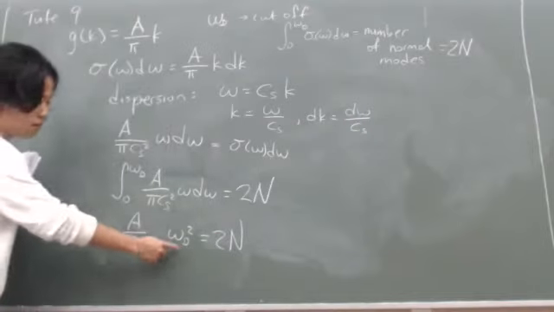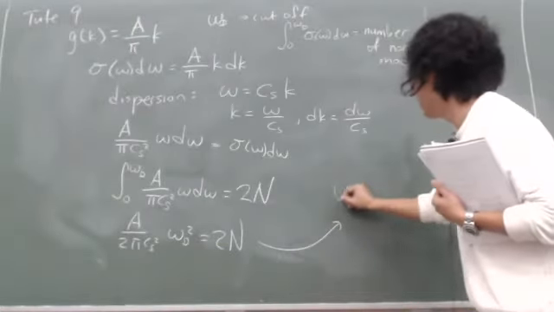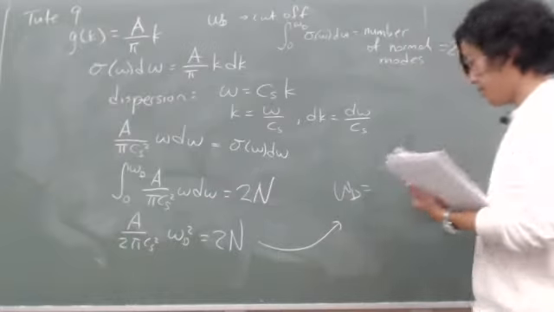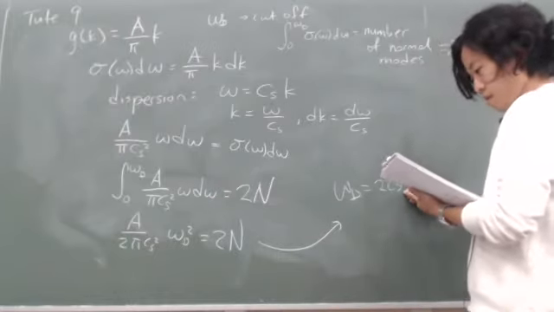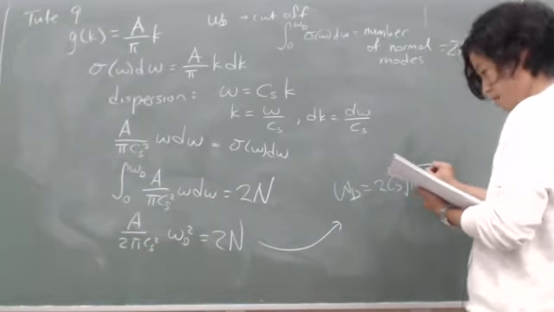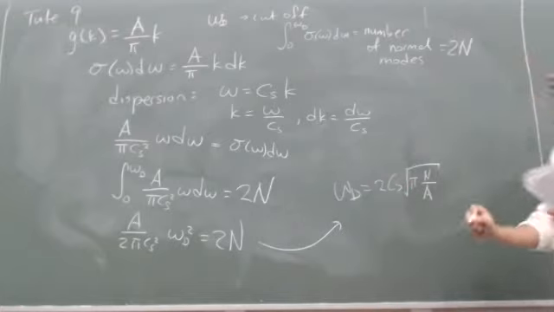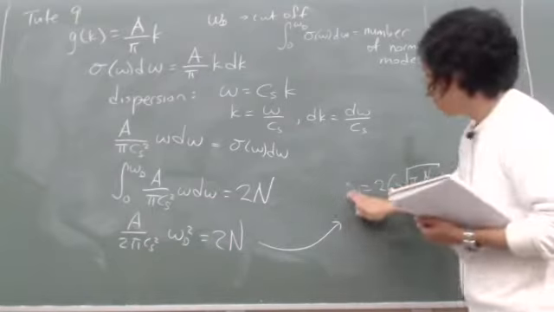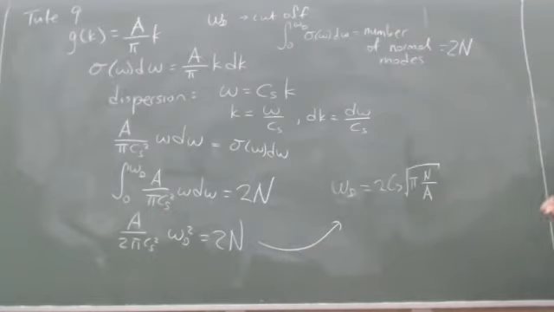So there you go. You can invert this to get omega as the subject. So omega d, the cutoff frequency, is then 2 cs square root of pi N divided by A. So that's your cutoff frequency. Yeah, all good.